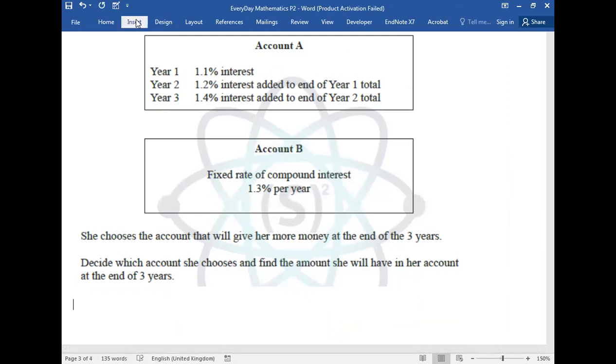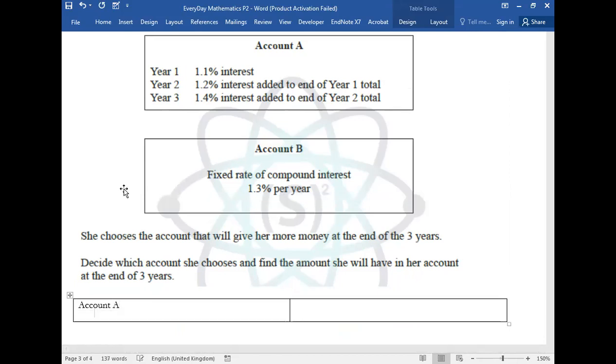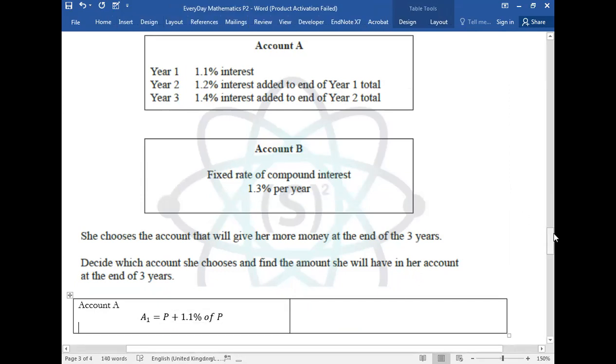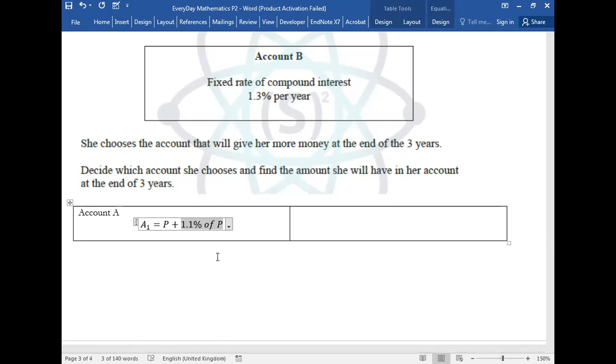Okay, account A and account B. Amount at the end of first year is, observe now, I will explain, principal plus 1.1% of principal. Is this right or wrong? Amount at the end of first year is the principal and the interest, which is 1.1% of principal. This will help you understand the concept of percentages as well. It will review the concept of percentages. Is this agreed or not?